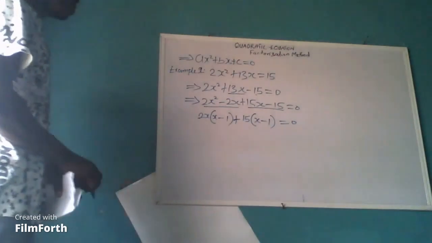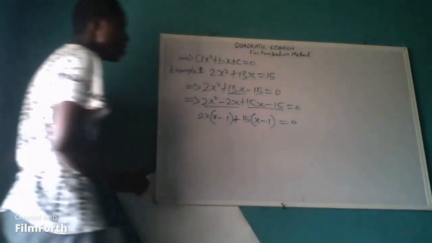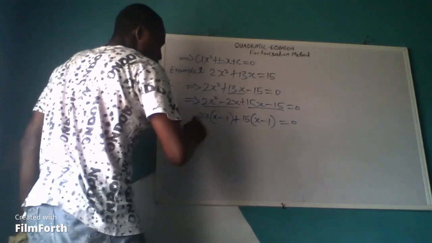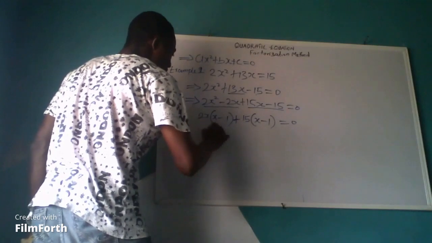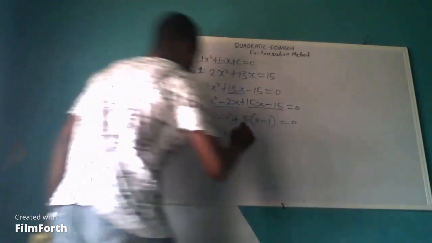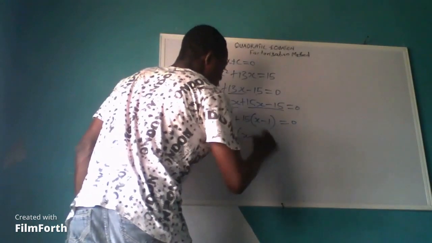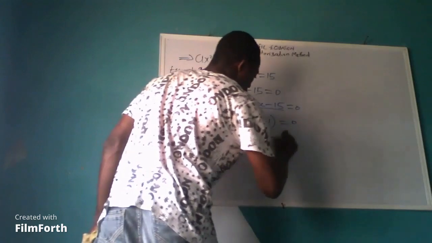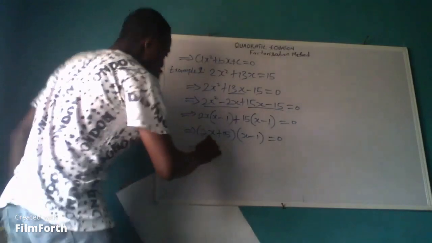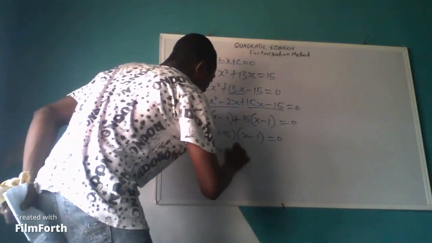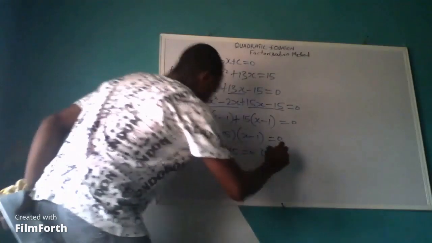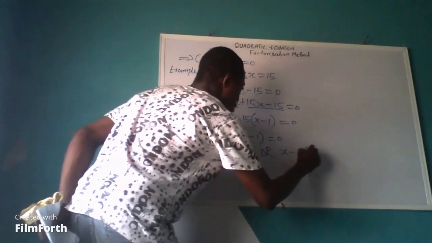After doing this, you will see that we have the same bracket here. What do you do? Just bring those things outside the bracket, together. That's 2x plus 15 in a bracket, open bracket x, just pick one of the brackets that are common, x minus 1, close the bracket, equal to 0. What does this mean? This implies that 2x plus 15 is equal to 0, or x minus 1 equals 0.